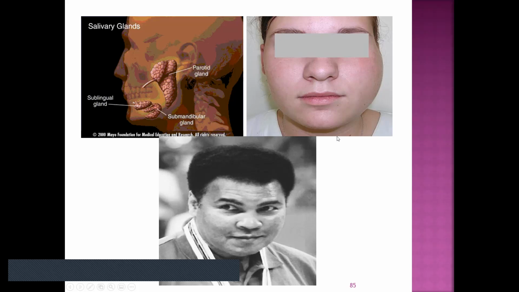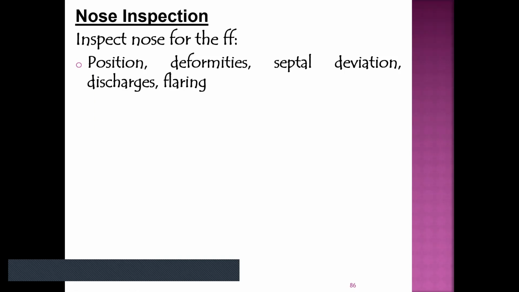Inflamed. So they're quite big, so be observant, because you might be mistaken with just the shape of the face or chubbiness, something like that. So in terms of nose inspection, we inspect the nose for the position, if there are deformities, septal deviation, discharges, and of course flaring.